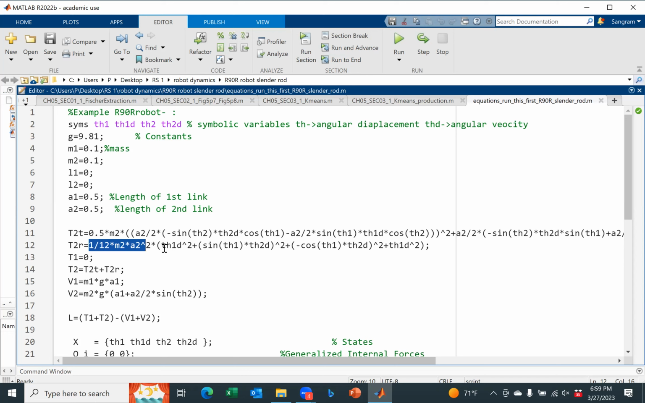Now here, Ixx1 will be 1/12 m1 a1 squared. Iyy1 will be 1/12 m1 a1 squared. Izz will be approximately... So we're looking at the Z from the top, right? Yeah, so we look at Z from the top. So there is no a1.